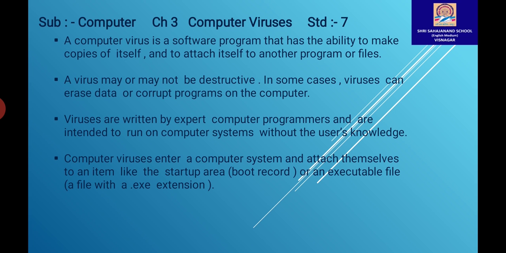Nowadays you know very well what is meant by a computer virus. A computer virus is a type of computer program that, when executed, replicates itself by modifying other computer programs and inserting its own code. When this replication succeeds, the affected areas are then said to be infected with the computer virus. A computer virus is a software program that has the ability to make copies of itself and to attach itself to another program or files.